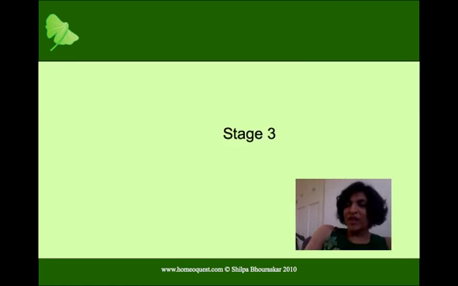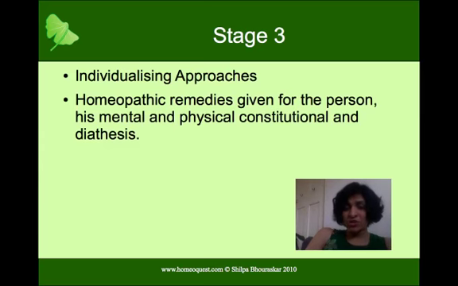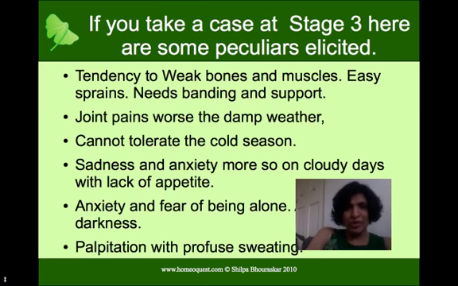Now, we could actually gather symptoms at stage 3 as well. So, at stage 3, what you're looking for is now the individualizing symptoms of a case, which is at the level of the physical and the mental generals. So, case stage 3 is about all those individualizing approaches where you're looking at the person's constitution and diathesis to actually prescribe the homeopathic remedies on. Now, at this stage, if we are pursuing the same case, let's look at what could be the symptoms we gather at stage 3.